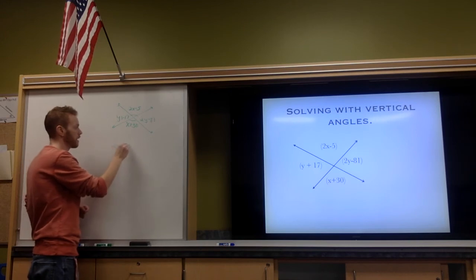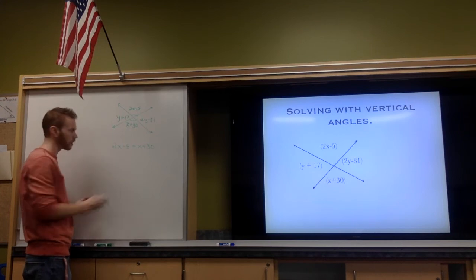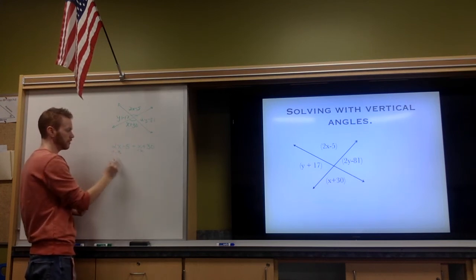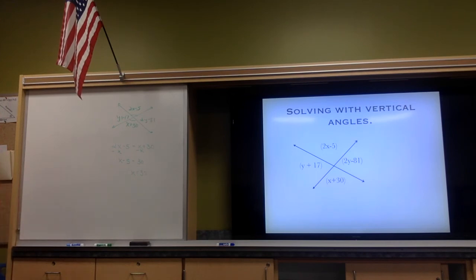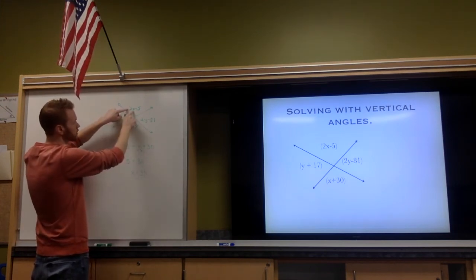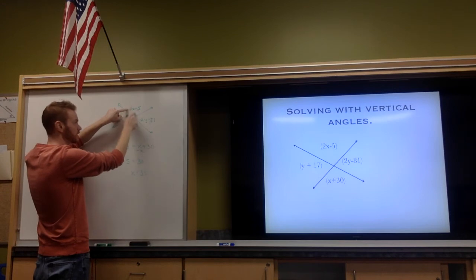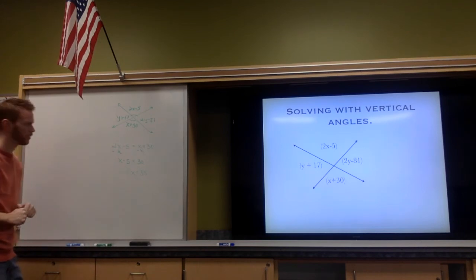So 2x minus 5 equals x plus 30. Okay, solve for x. We'll get the x's together. x minus 5 equals 30. Then we add the 5, we get x to be 35. We should check our work. So let's plug 35 in to make sure they both work. So 2 times 35 is 70, minus 5 is 65. 35 plus 30 is 65. Boom, we're good. They're both 65 degrees.